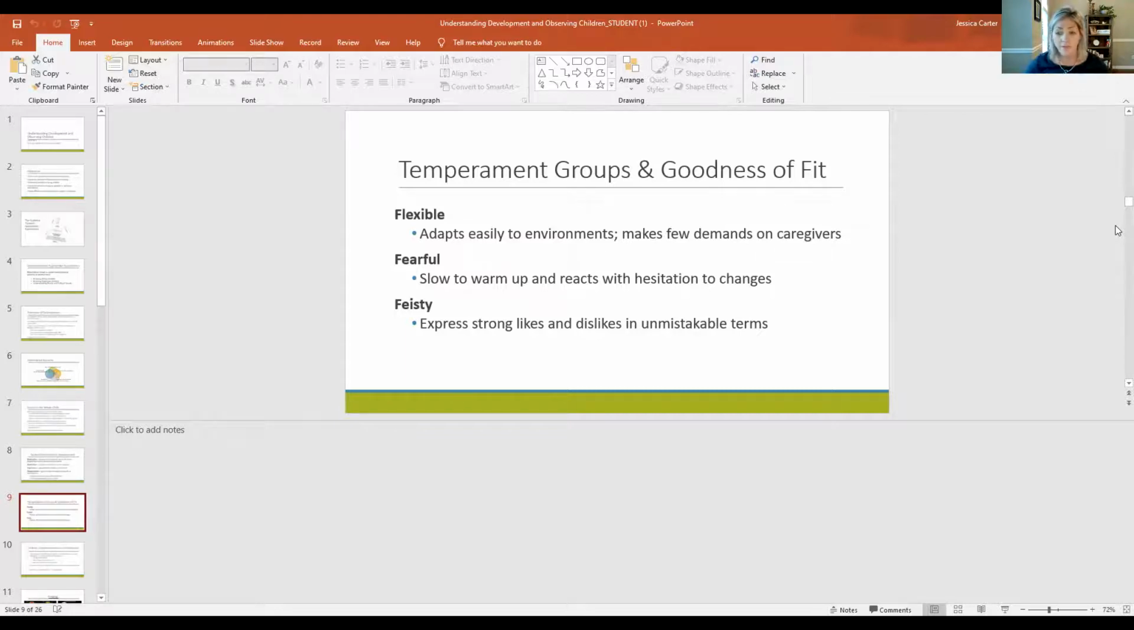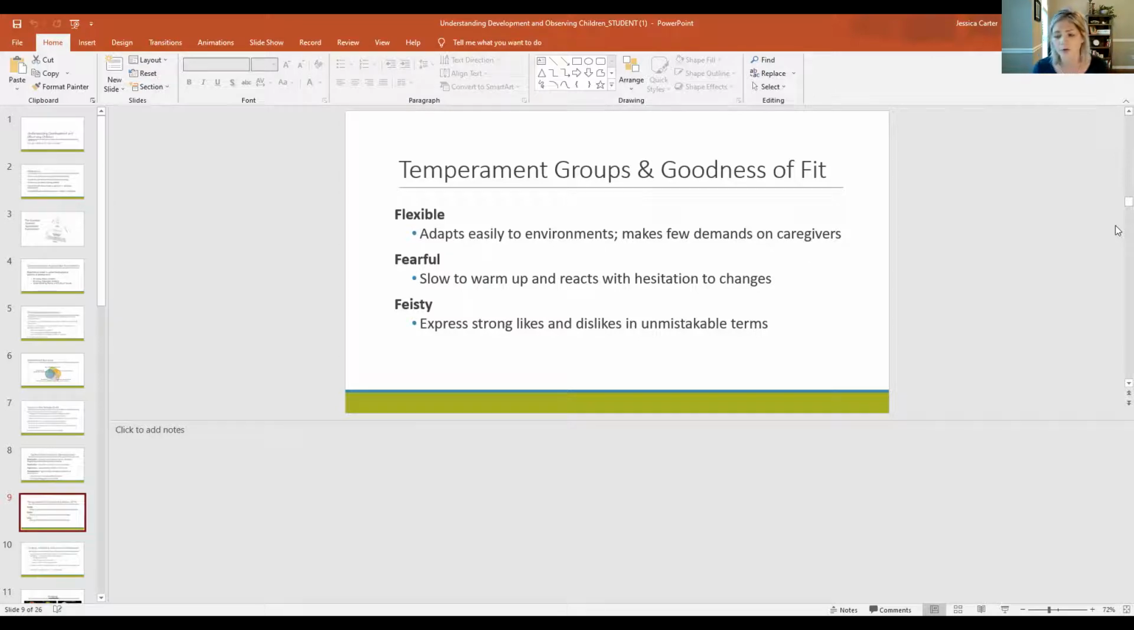So the first temperament is flexible. Flexible children adapt easily. They make very few demands on their caregivers, generally what we would call easy. Fearful children are slower to warm up, and they're very hesitant when things in the environment change. And then feisty is the term that is given to children who are very outspoken. They have strong expression of what they like, what they dislike, what they prefer.